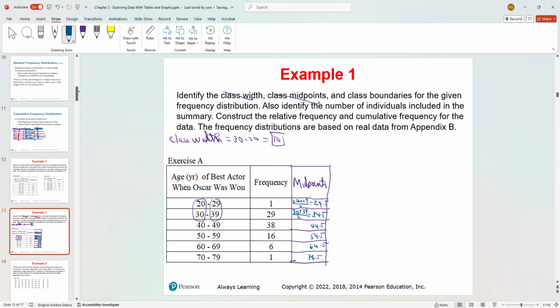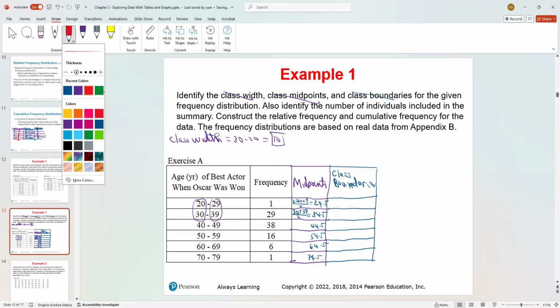Now, next is the class boundaries. They ask us to construct the class boundaries. I put this in the table so you can continue to do it on your own. Voila. Now, let's see. I'm going to take a different color. Let's take red. Okay, class boundaries.